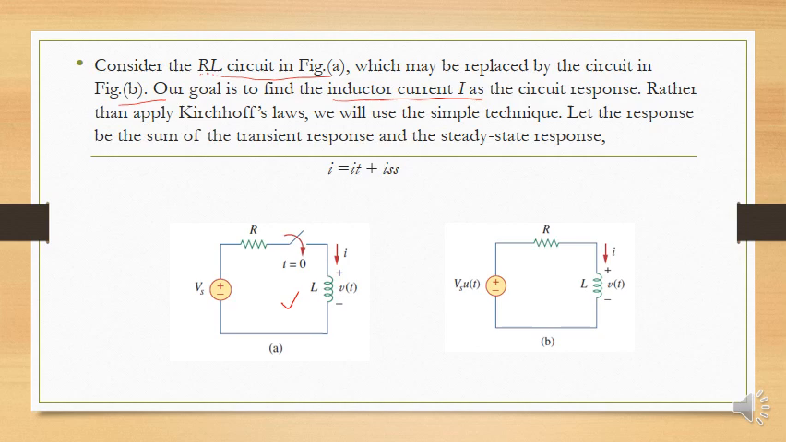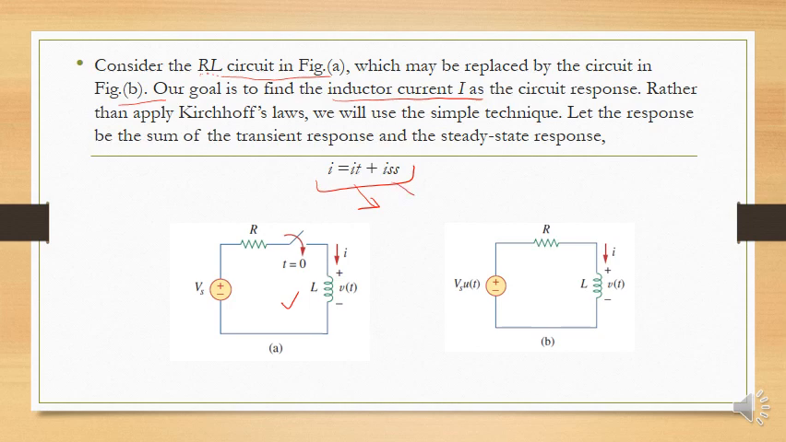So for circuit response of inductor we have to find out the inductor current. Instead of applying Kirchhoff's law, we just write this equation: I is equal to I of t plus I of Ss. What is I of t? Previously V of t was the transient response of voltage in case of capacitor, and now it is the transient response of inductor, the current response of inductor.